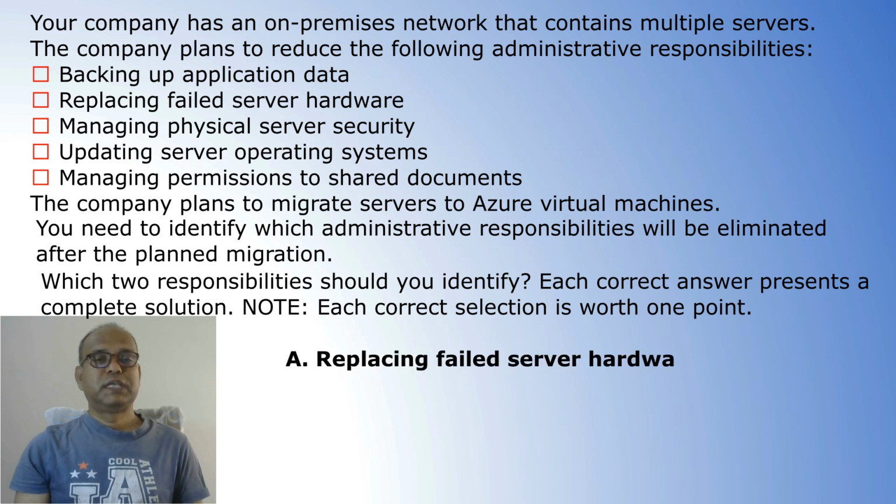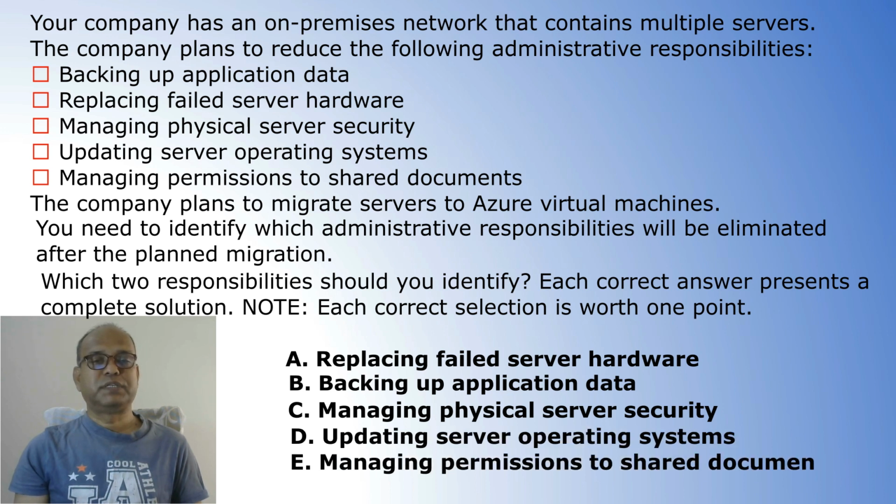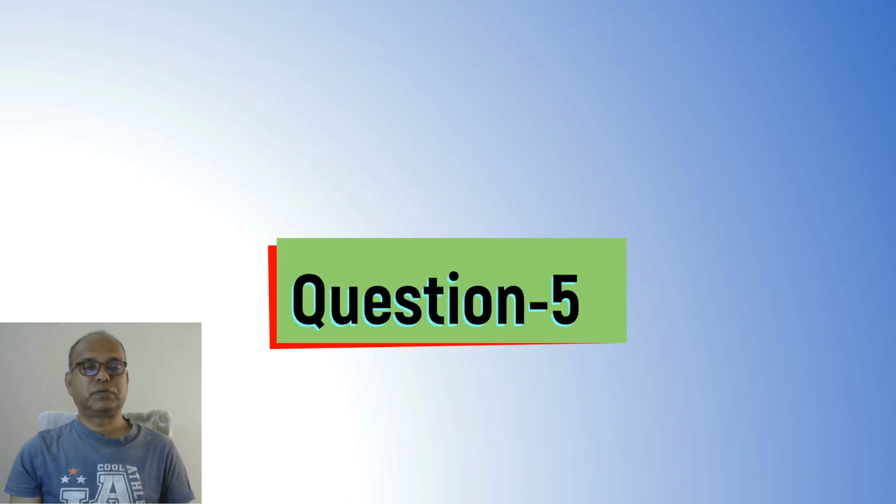Option A, replacing failed server hardware. Option B, backing up application data. Option C, managing physical server security. Option D, updating server operating system. Option E, managing permissions to shared documents. Answer. The correct answer is option A, replacing failed server hardware, and option C, managing physical server security. Move to the next question, question number 58.